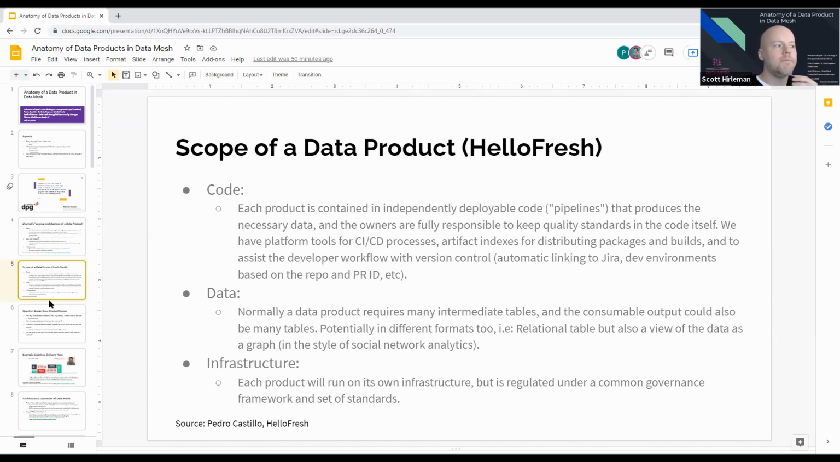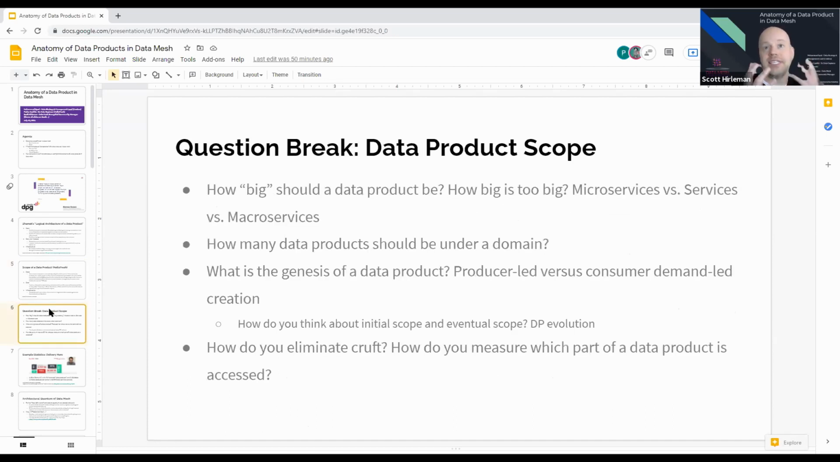So with that, I would like to get Pedro and Mohammed's view on what you think about scope and things like that. How big should a data product be, in this microservices, services, macro services kind of concept? And do you have a feeling for what's a good number of data products under a domain? I know this stuff evolves and it's different for each one.